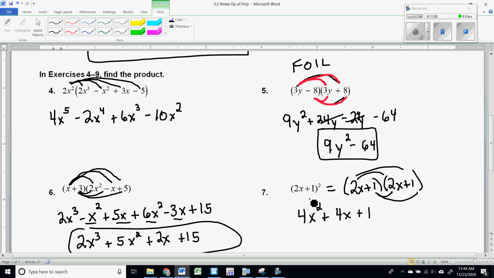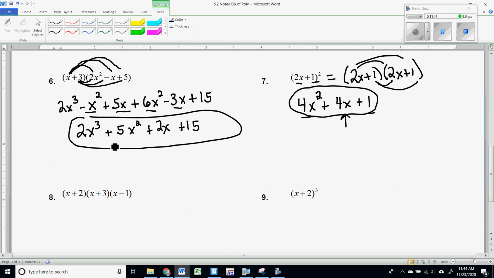Now, if you can't see how I got that from FOILing, I kind of skipped a step. I'll let you figure it out if you want to try that. But many times when people see this, they think, oh, I just square the 2x and get 4x squared, and I square the 1 and I get 1. But if you do that, you miss this middle term. So you have to FOIL that to get that.